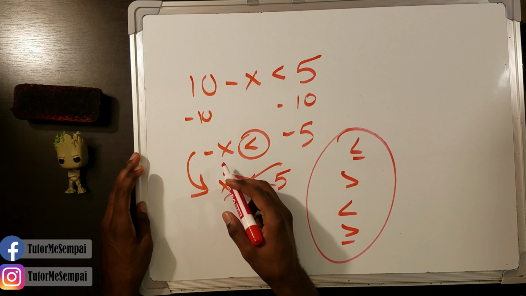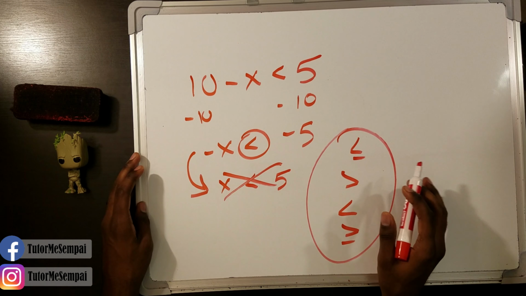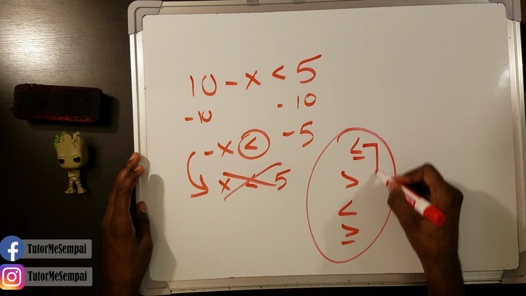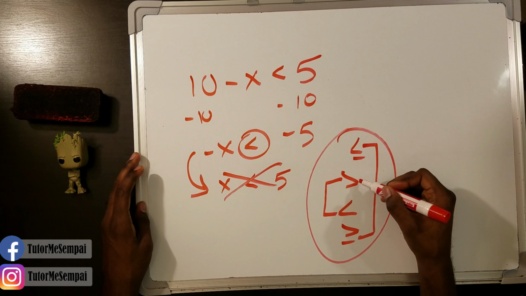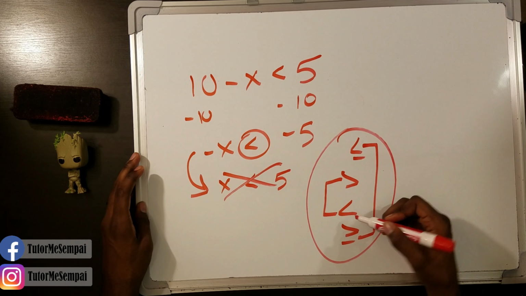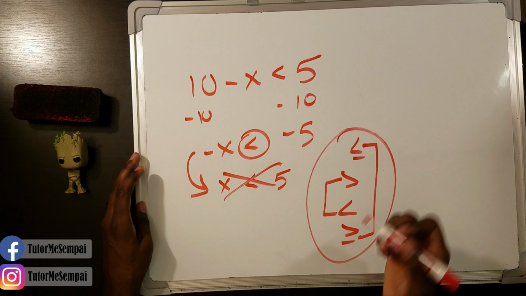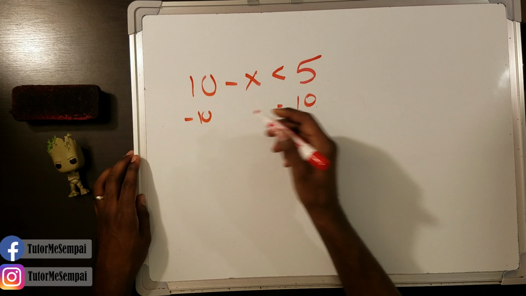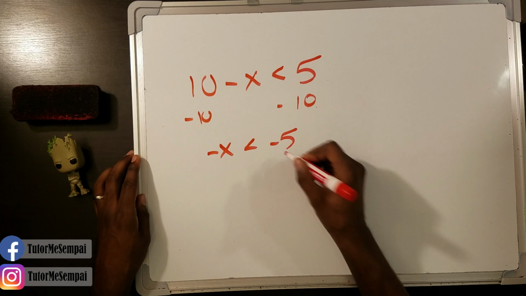If you're going to multiply or divide by a negative number, regardless of whatever number it is, as long as it's negative, you're going to have to go from one to the other. So if it's a greater than, it becomes a less than. If it's a less than or equal, it becomes a greater than or equal. And I'll show you how. So let's back up a few steps here. You subtract 10 from both sides and you get negative x is less than negative 5.